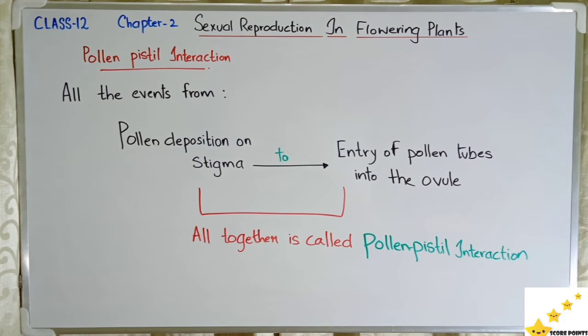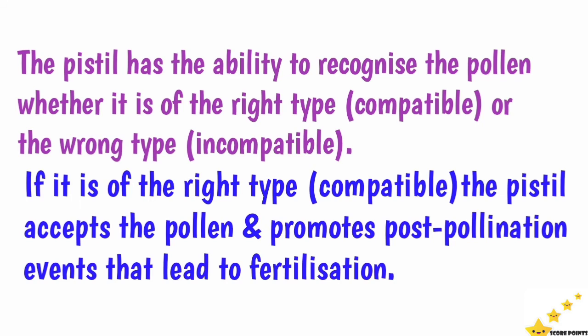Pollen-pistil interaction. All the events from pollen deposition on the stigma to the entry of the pollen tube into the ovule, altogether, are termed pollen-pistil interaction. There are two types of pollen grains: the compatible pollen grain and the incompatible pollen grain. The right type of pollen grain is called the compatible pollen grain, and the wrong type of pollen grain is called the incompatible pollen grain.